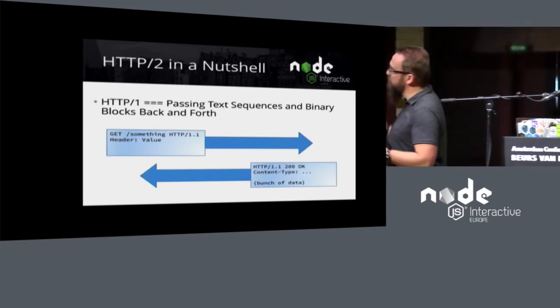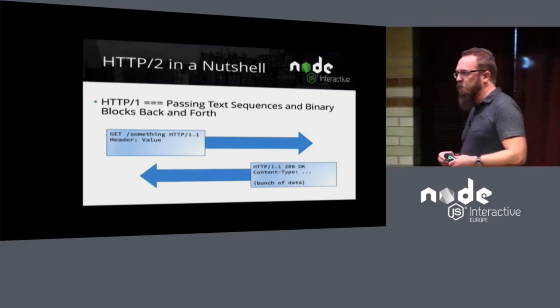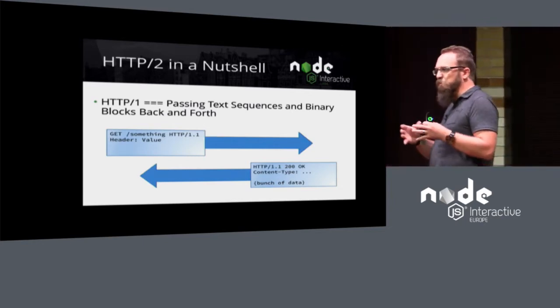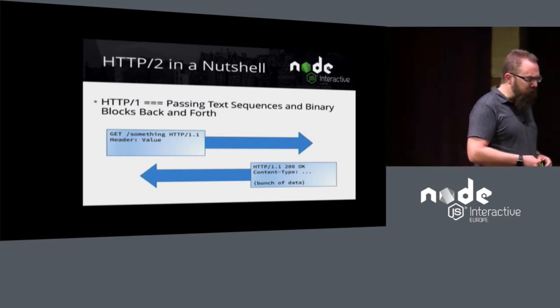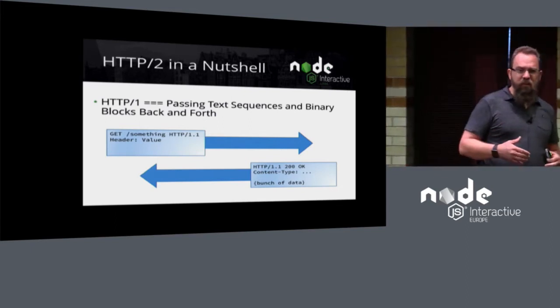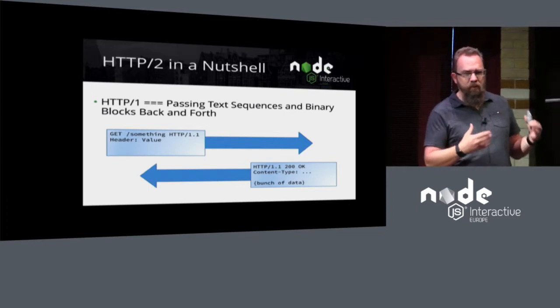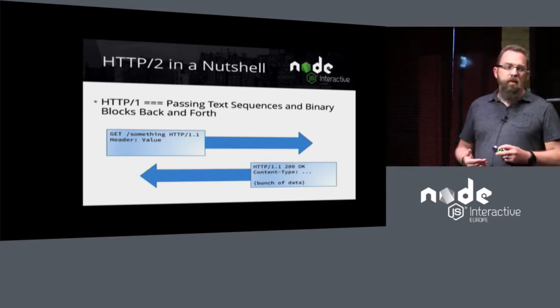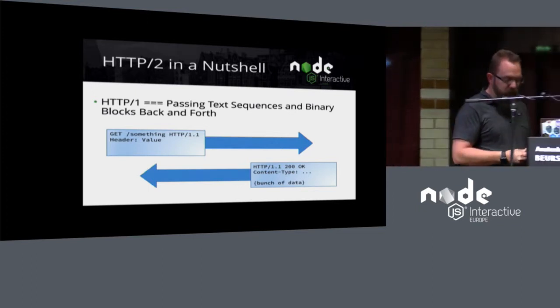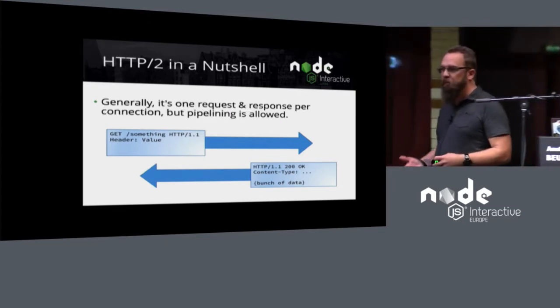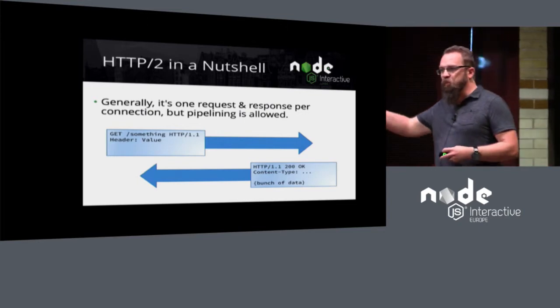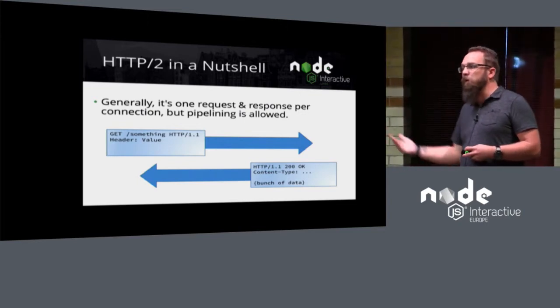H1 is basically simple message passing, right? You're taking a bit of text, some binary, passing it back and forth over a single connection. Everything is basically done in sequence. You send the request, you have to wait for the response to come back. You can pipeline these things by sending multiple requests over a single connection, but you have to wait for the responses to come back in order, right?